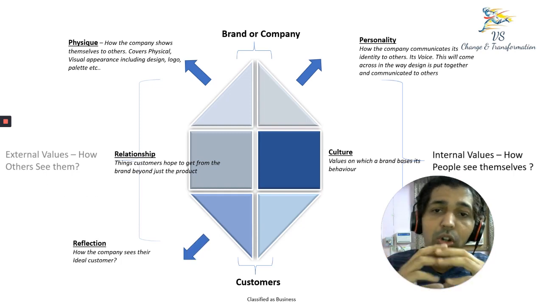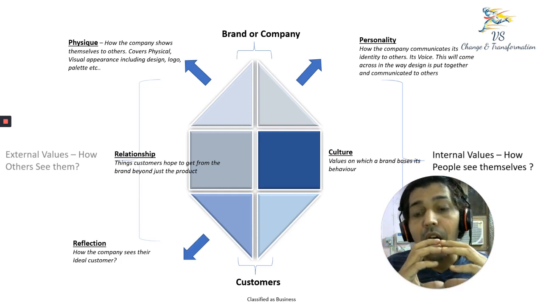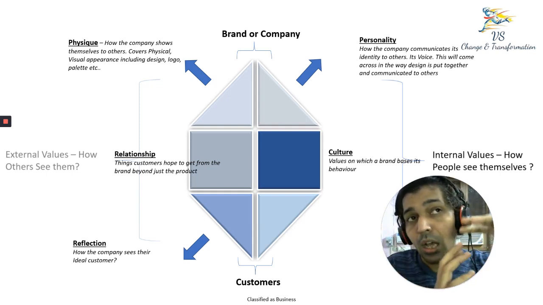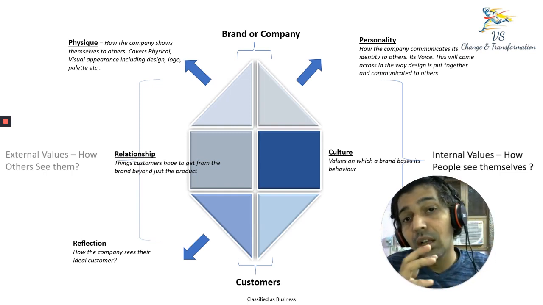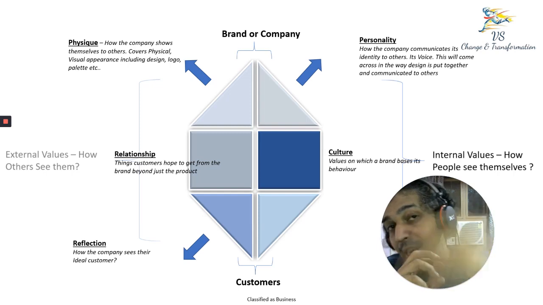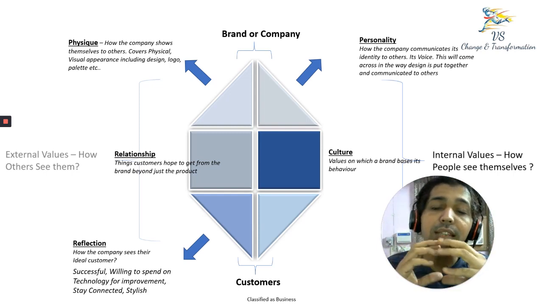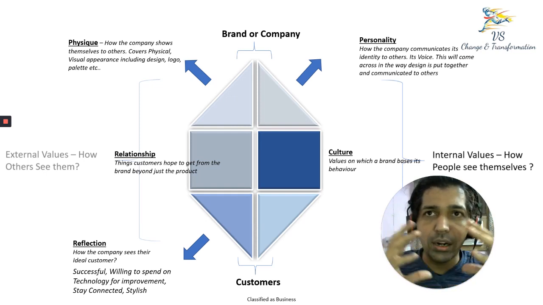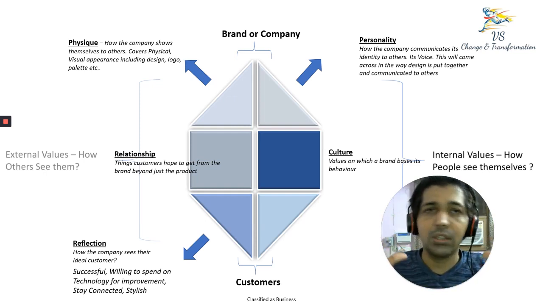The next one is about reflection, which is how the company sees their ideal customer, or it could also mean how your competitors see Mac's or Apple's ideal customer. Okay, so that's about successful people. They look at a niche audience. It's not for the mass market.